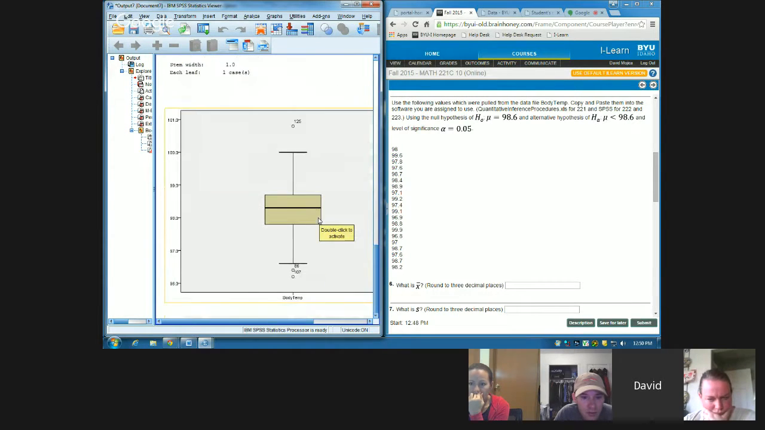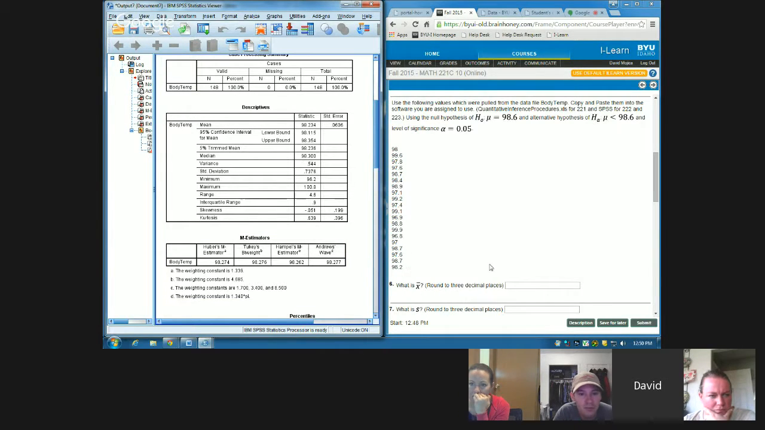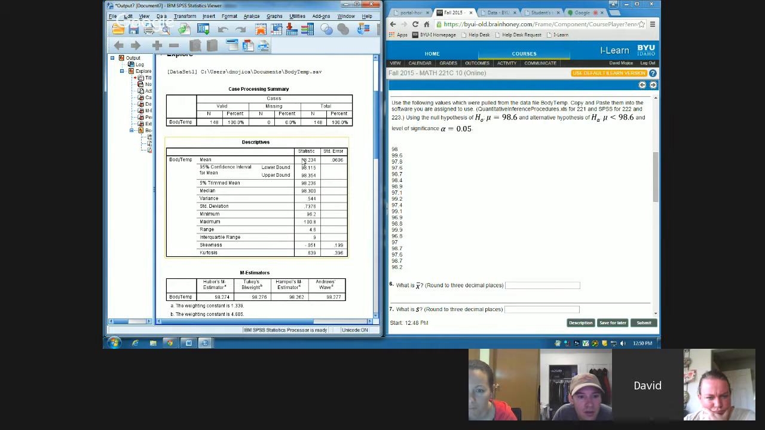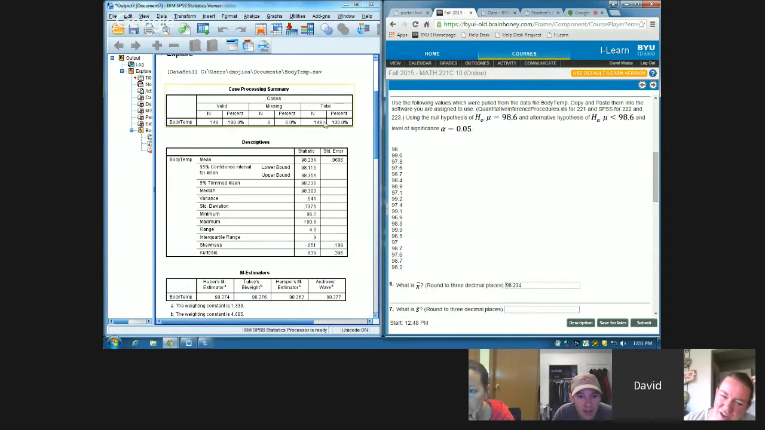What is X? Round to the nearest. So X is the, what is that? The sample mean. So I got 98.234. That's what I've got here too. So that would be the very bottom one, 98.2. So now we're on 7. Okay, wait, what was X? It's 98.